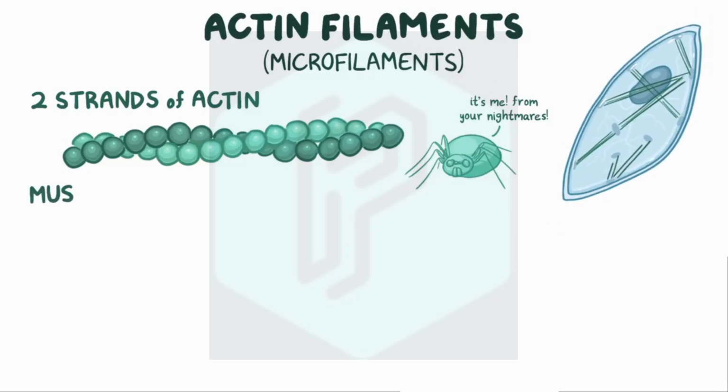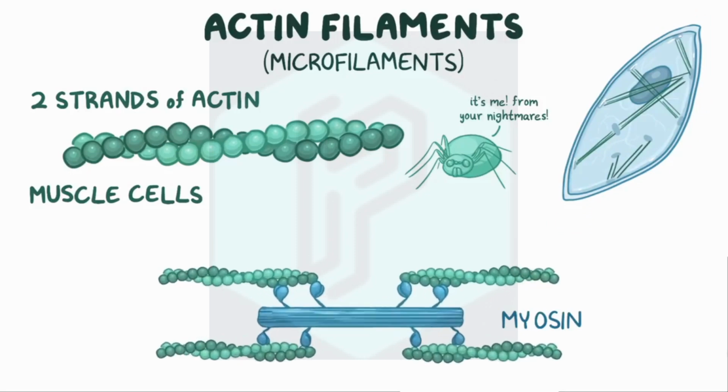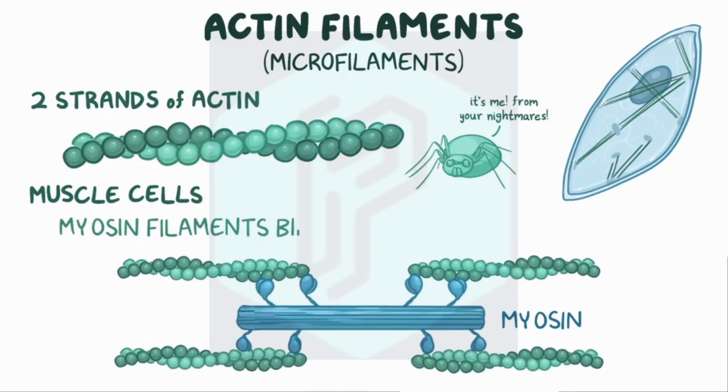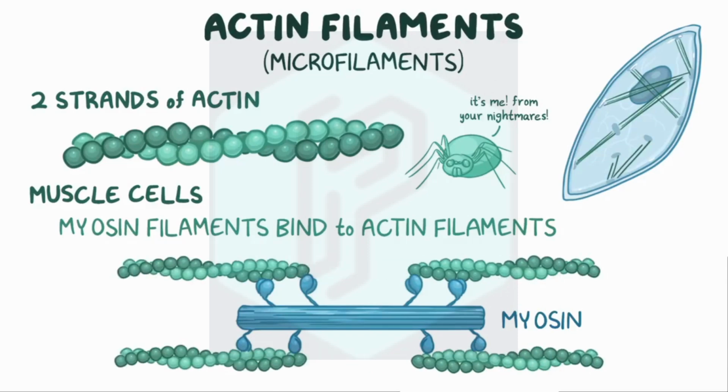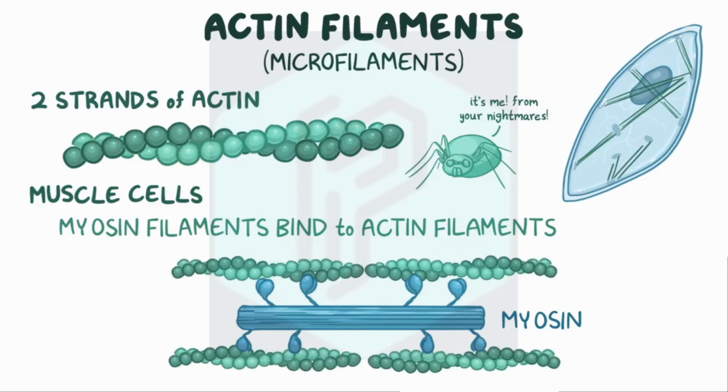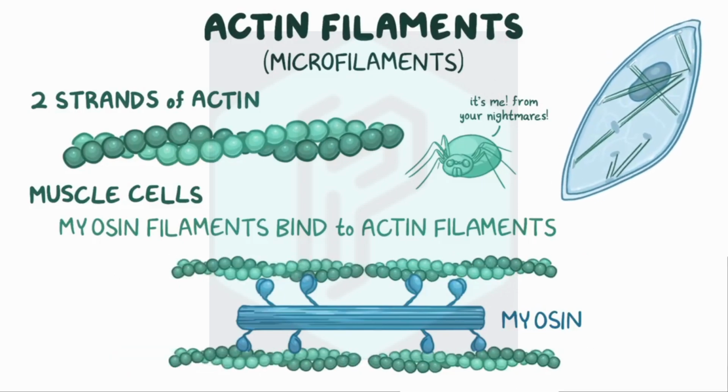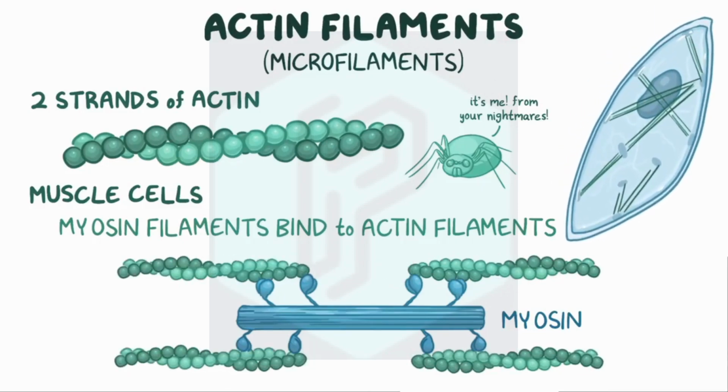Not surprisingly, the muscle cells have plenty of actin, as well as another protein called myosin. Myosin filaments bind to actin filaments, and that's what allows the actin to slide closer together and further apart. And ultimately, that makes the muscle cells shrink and stretch during muscle contraction and relaxation. Similarly, sometimes these networks change their shape, and that allows cells to move.